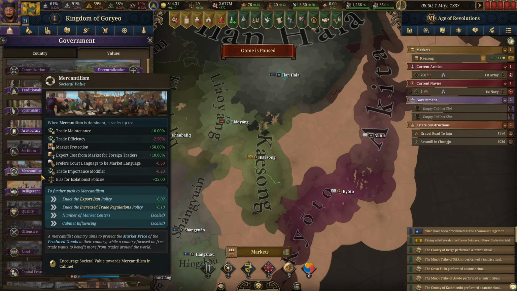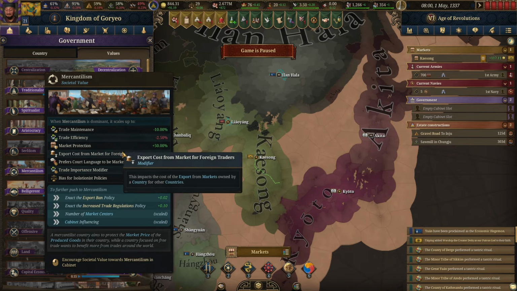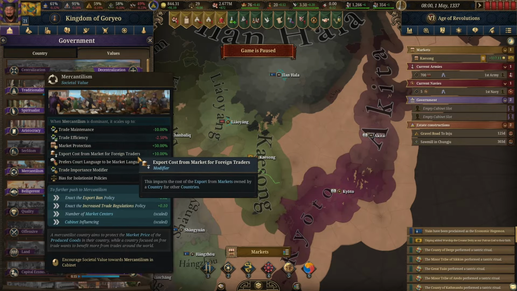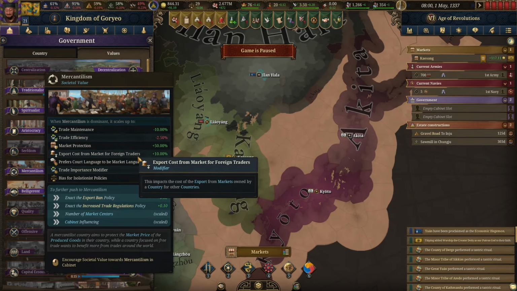Onto mercantilism, the stats are really just the opposite. You have less trade efficiency, but you have market protection, which ensures that locations are forced to stay in your market. You also have a decrease to trade maintenance, which decreases the cost of actually having your trades active. And then you have this export cost from markets for foreign merchants. This essentially forces foreign merchants to pay more to buy your goods, which is kind of a good thing because it makes a little more money for your market while punishing foreign countries' merchants.